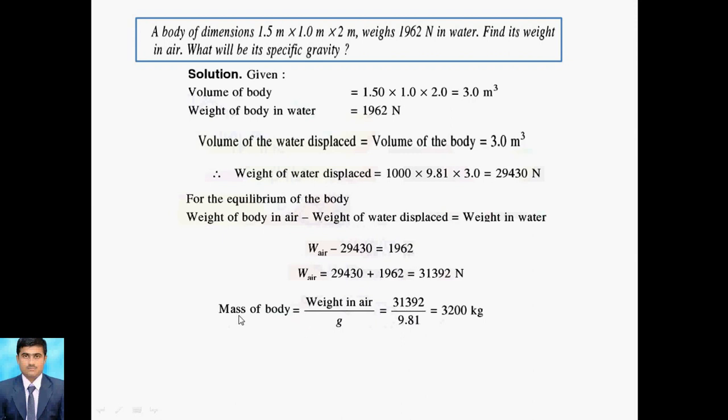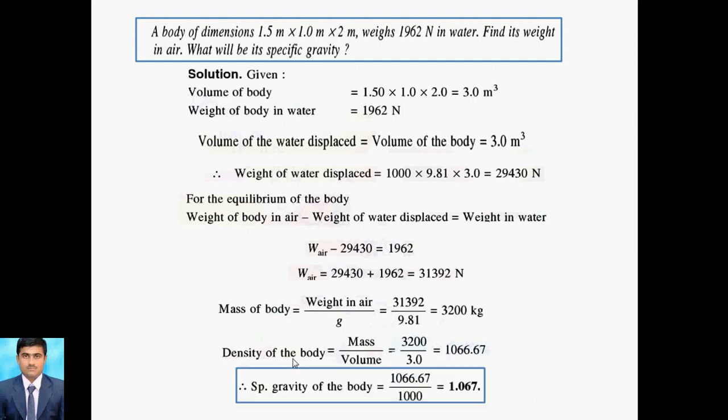Now we go for the density. How to calculate density? Mass of the body is equal to weight in air divided by g. Weight in air is 31392, g is 9.81, that is 3200 kg. Correct. Now for the density of body, mass is known to you and volume of the block is 3, and mass is 3200. After the solution we get 1066.67. After that we go for specific gravity, because if you know the density of body, then you can take the reference of density of water. We take the ratio of this, and we get the value of 1.067.